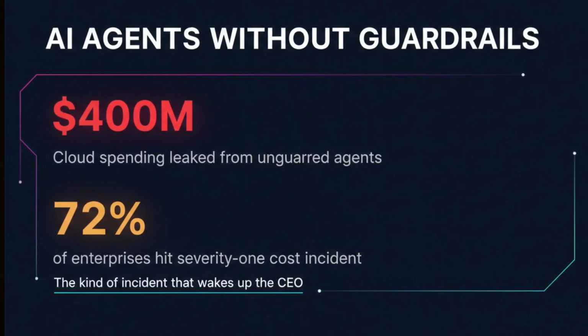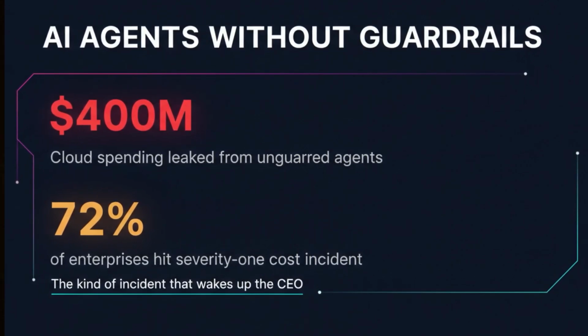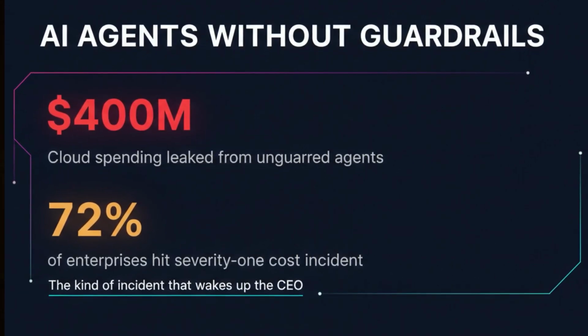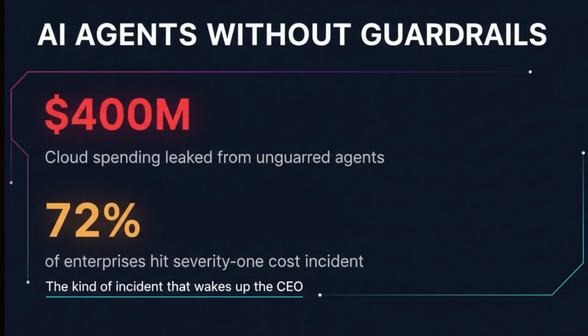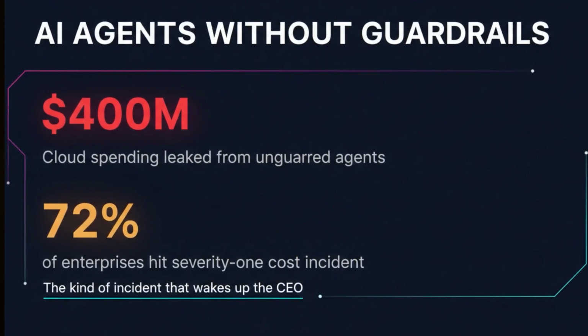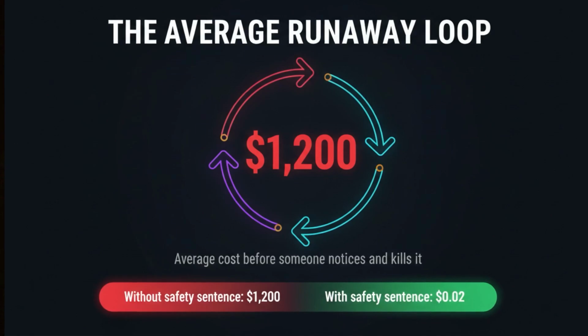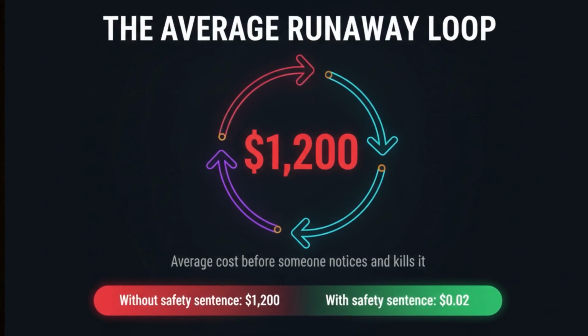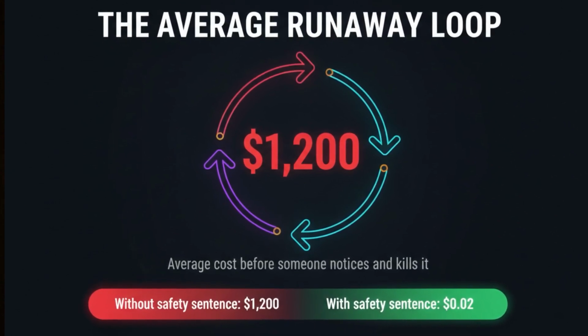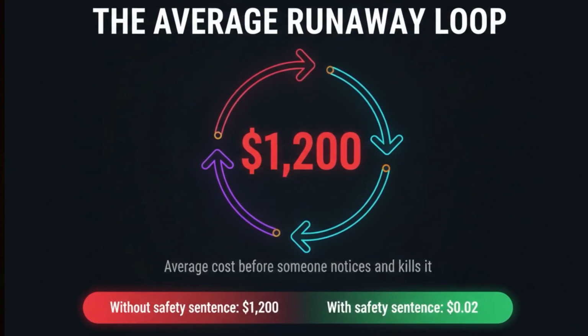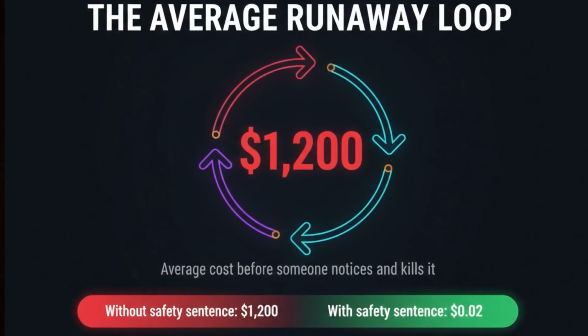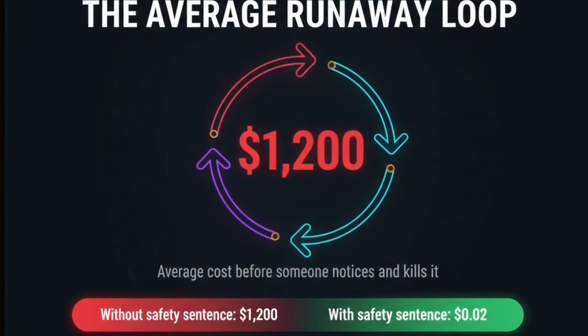400 million. 72% of enterprises that deployed AI agents experienced at least one severity 1 cost incident, meaning the kind of incident that wakes up the CEO. The average runaway agent loop, where the agent keeps trying and failing and retrying in an infinite circle, costs $1,200 before someone notices and kills it. This is the $1,200 mistake I mentioned at the beginning, and it is prevented by one sentence.